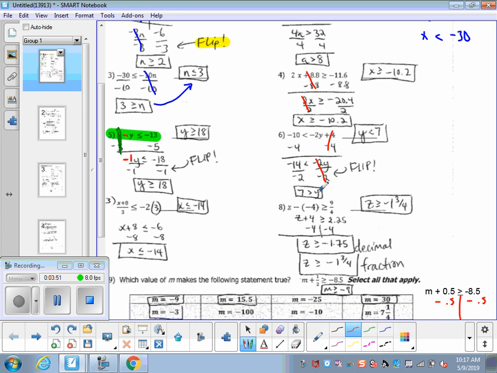Careful though. I rewrote the answer with the variable first. Notice in my final answer, the alligator should be eating the 7. And here that holds true.